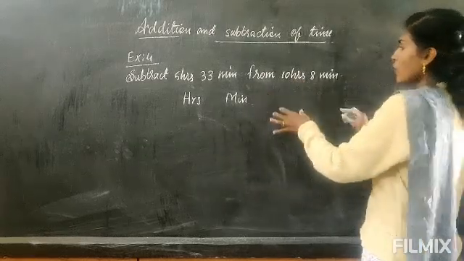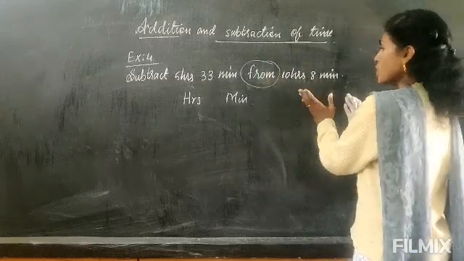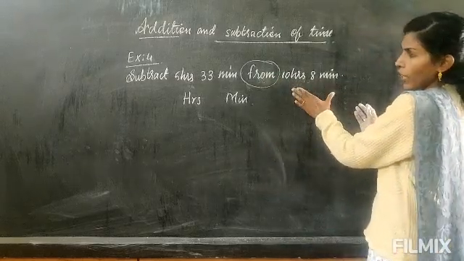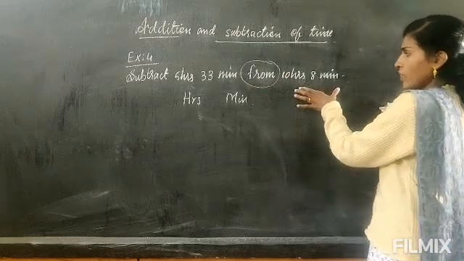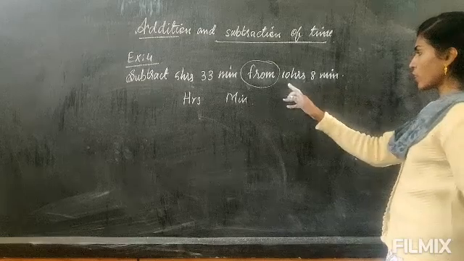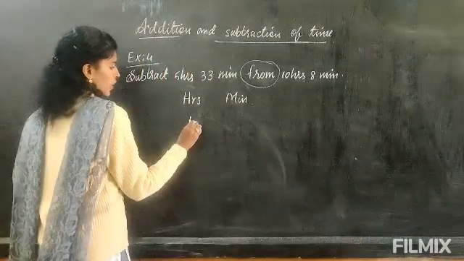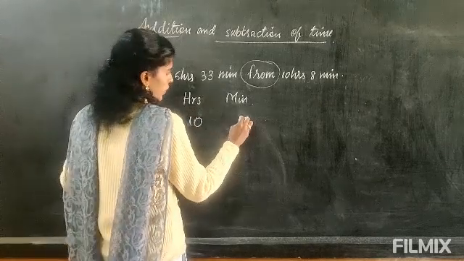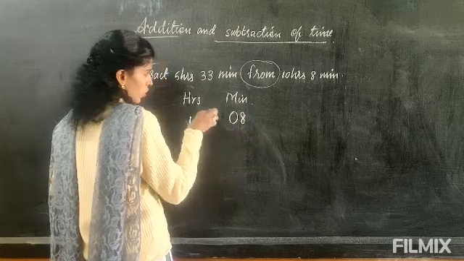Otherwise, you can look at the word from. If from is given, after this, what is given? That is what you write first in subtraction. After the word from, what is given next, that only you write first. So here 10 hours and 8 minutes, that we will write on the top. 10 hours and 8 minutes. Minutes should be 2 digits, so we will write one more digit, 0 here.